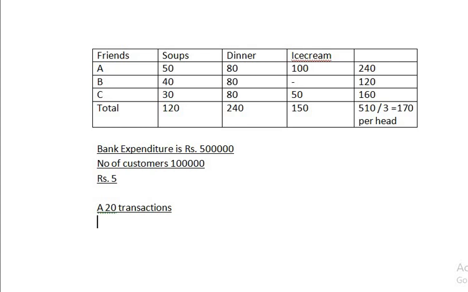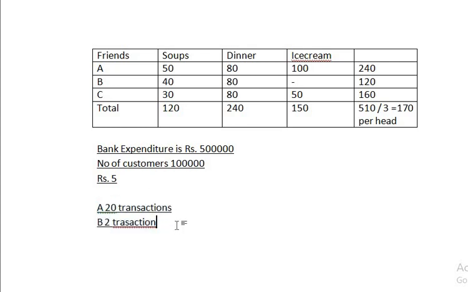Then Mr. B. Mr. B is a retired person. He visited a bank only once or twice, so he's doing only 2 transactions. Here ₹5 is debited for A and ₹5 is debited for B. So the same money is debited for A and B.